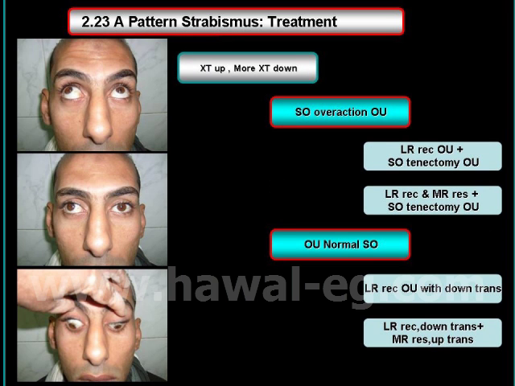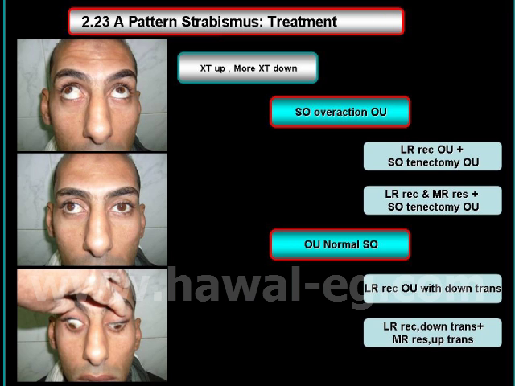In the case of exotropia up but greater exotropia down, if the superior obliques are overacting, the treatment is bilateral superior oblique tenectomy plus bilateral lateral rectus recession, or bilateral superior oblique tenectomy plus recession of a lateral rectus and resection of a medial rectus.